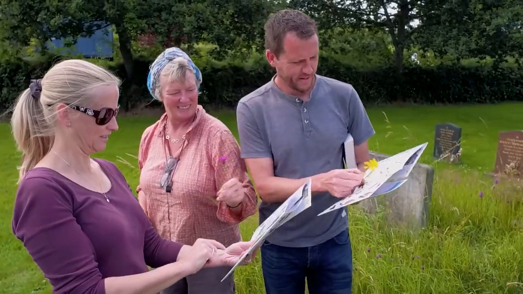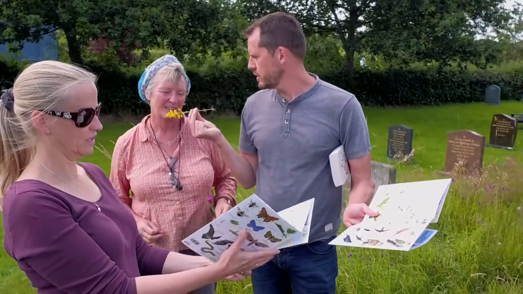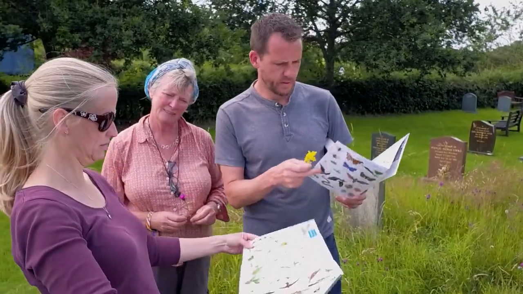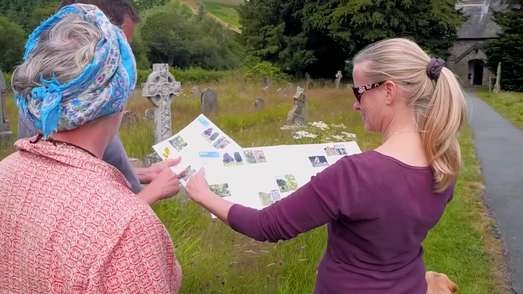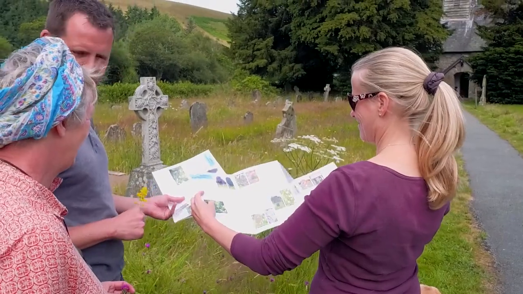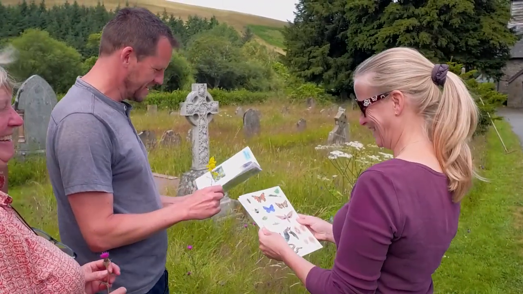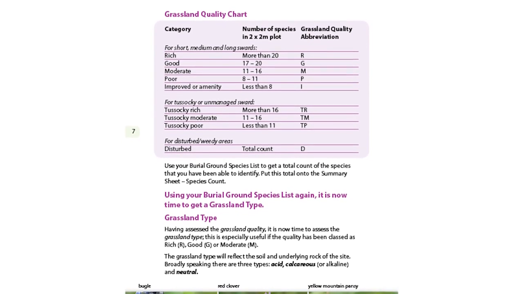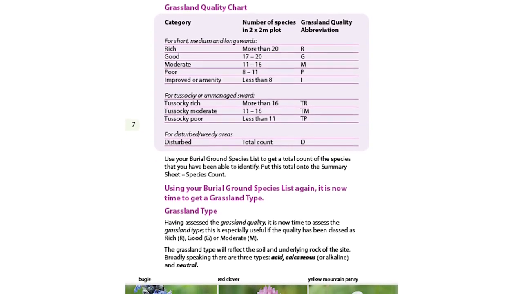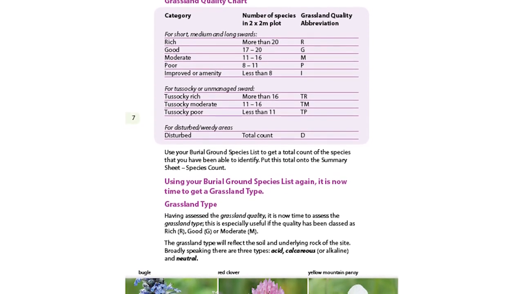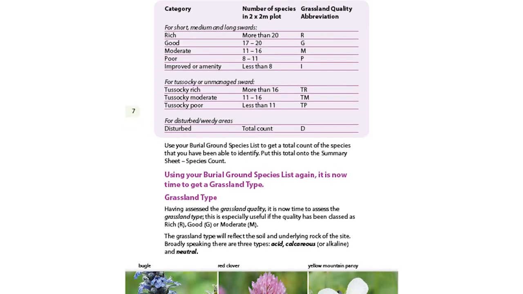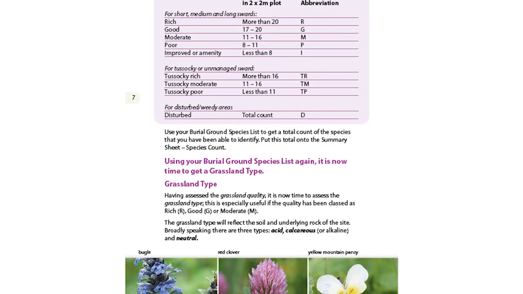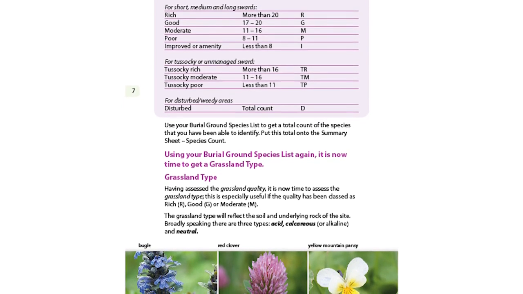When you've got a number of different kinds of plant in your 2 metre by 2 metre square, you have a look on the chart in the companion to see how rich your site is. If you found more than 20 different species, you've got a really rich, interesting site. 17 to 20 is good. 11 to 16, moderate. 8 to 11, that's poor. And less than 8, it's probably been reseeded at some point. It's probably just an amenity grass mix like you might find on a school playing field.